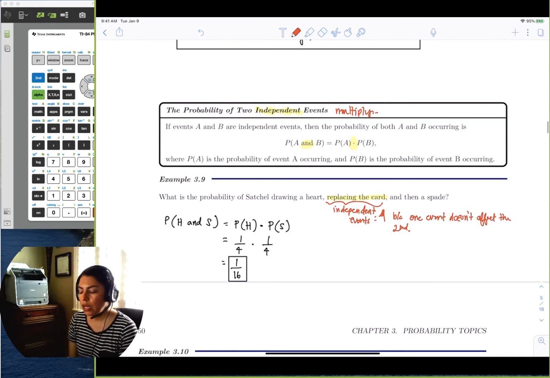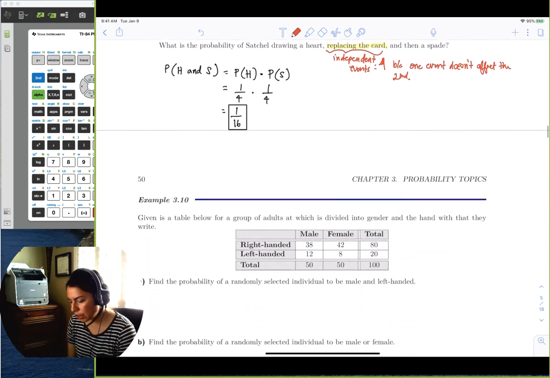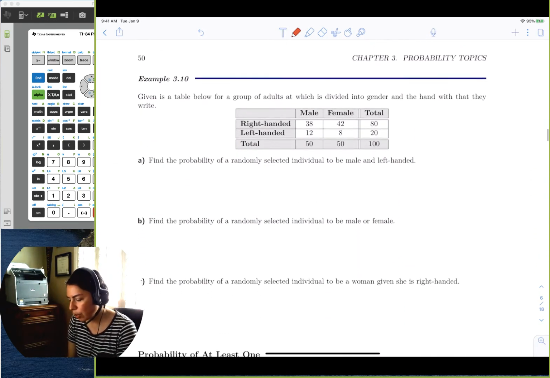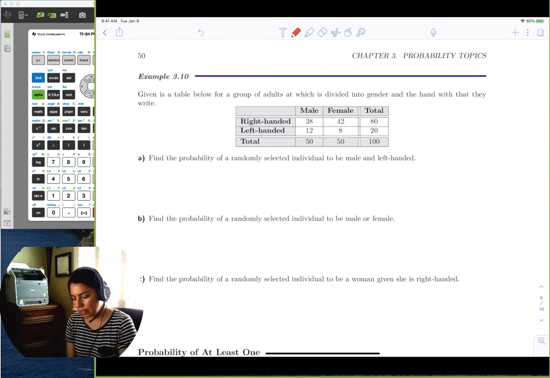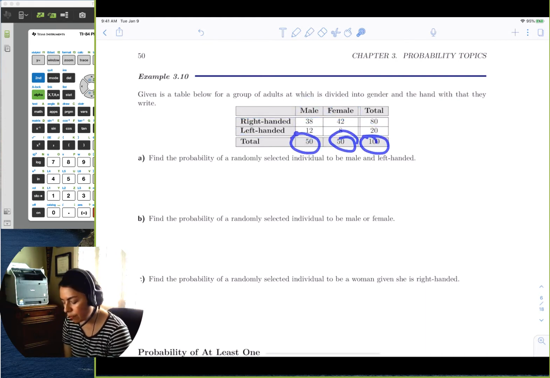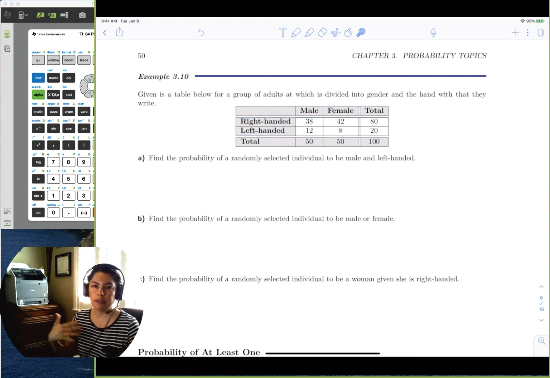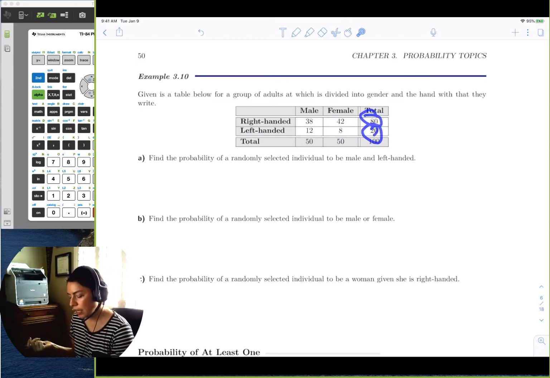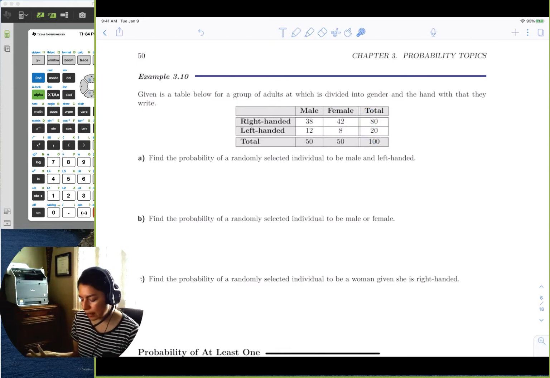Okay, let's just keep the momentum going. Let's look at this table. It's called a two-way table, and we're going to do more with that in a little bit. It gives you an idea of a table where we have the hand that people write with by gender. We have a total of 100: 50 female, 50 male, but whether they're right- or left-handed is different. It's not even. There are more right-handed people than left-handed people in our sample.